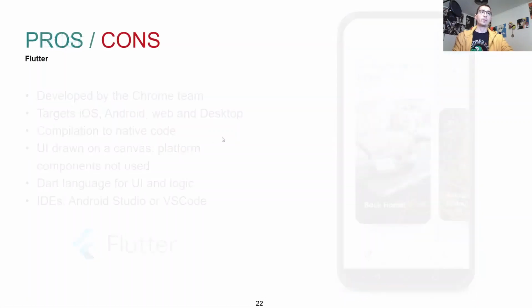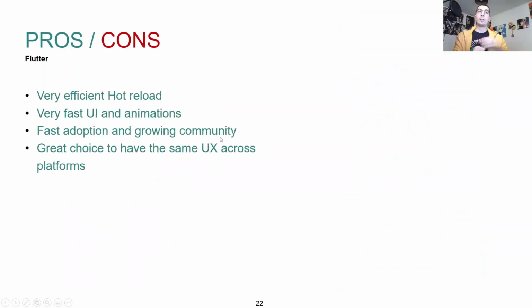So to summarize, Flutter has very efficient hot reload, one of the best hot reloads among cross-platform frameworks. It has very fast UI and animations, thanks to its way of managing the UI within the framework, not delegating it to the native components. It has fast adoption and a very big community, one of the biggest, fastest growing communities. And also, it's a great choice if you want to have the same UX across platforms.